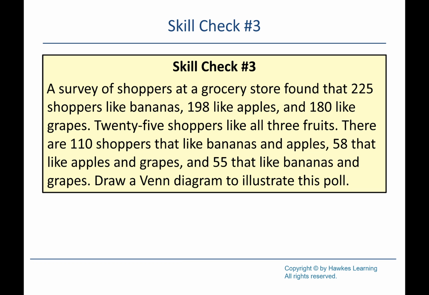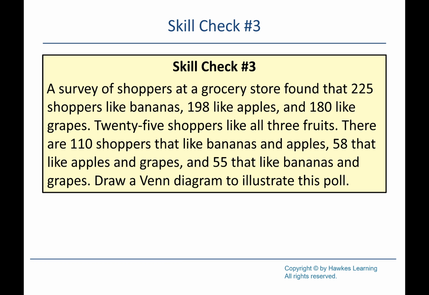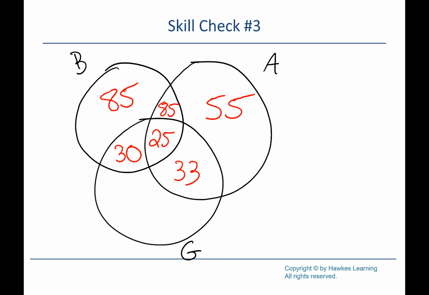Apples, what we got? 198 for apples. So do 198 minus, we've got 3 numbers, 85, 25, and 33. 55. And grapes is 180 like grapes. So 180 minus 30 minus 25 minus 33, yeah, 92.